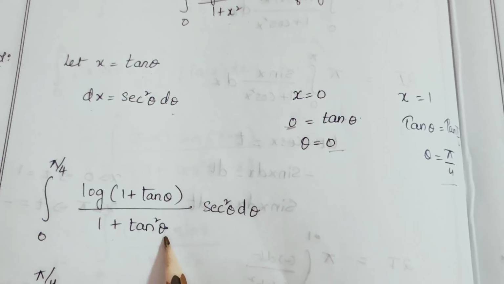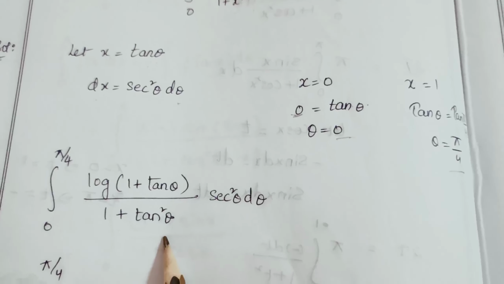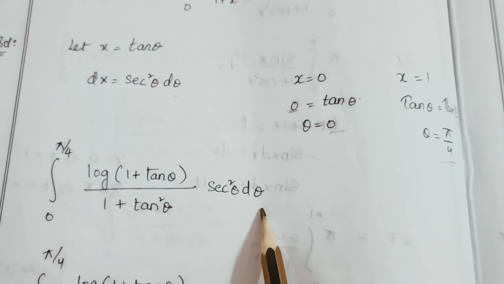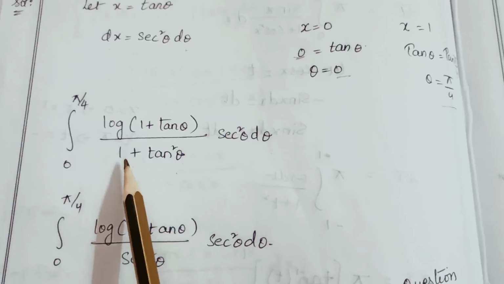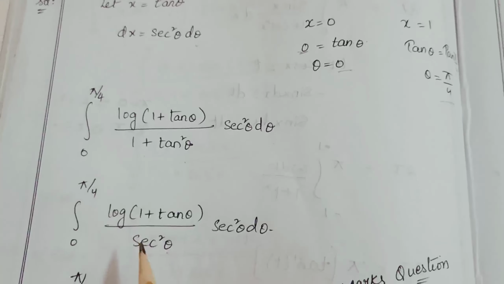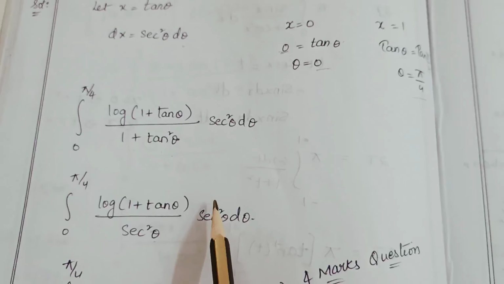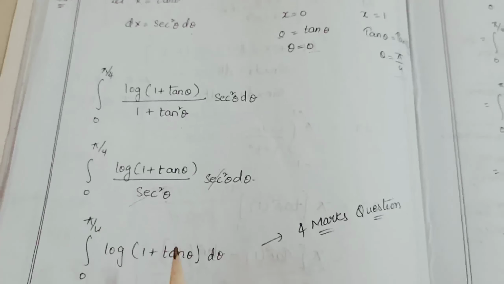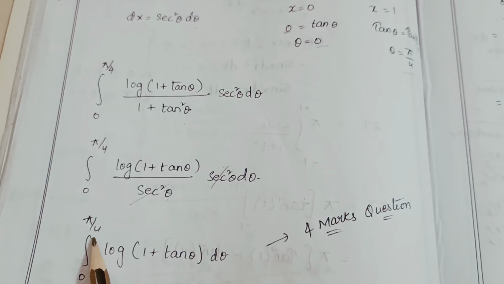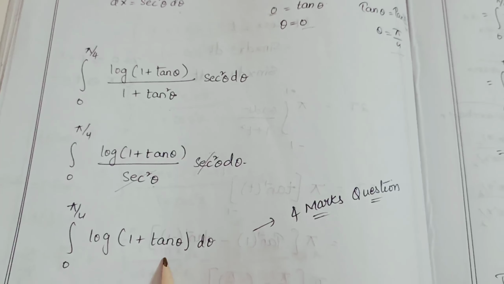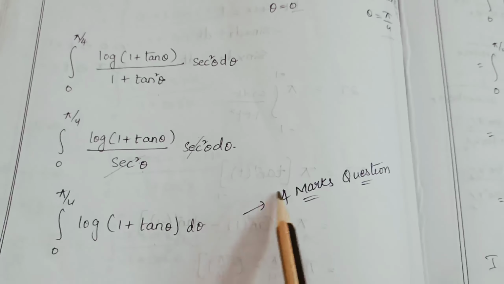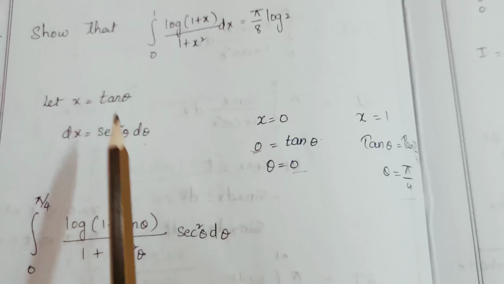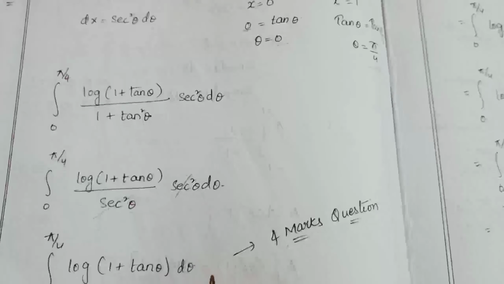Now substituting here: integral from 0 to pi by 4 of log(1 plus tan theta) upon (1 plus tan square theta), since x square is tan square theta, and dx is secant square theta d theta. We know that 1 plus tan square theta is nothing but secant square theta. This secant square theta and that secant square theta get cancelled. So you will get the integral from 0 to pi by 4 of log(1 plus tan theta) d theta. This question will be asked for 4 marks, and this question is for 7 marks.